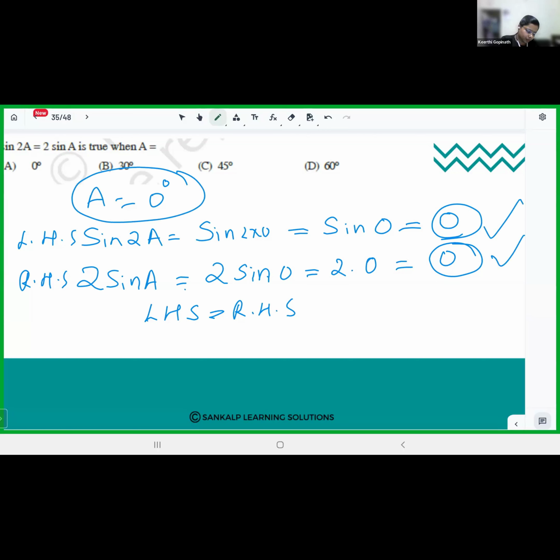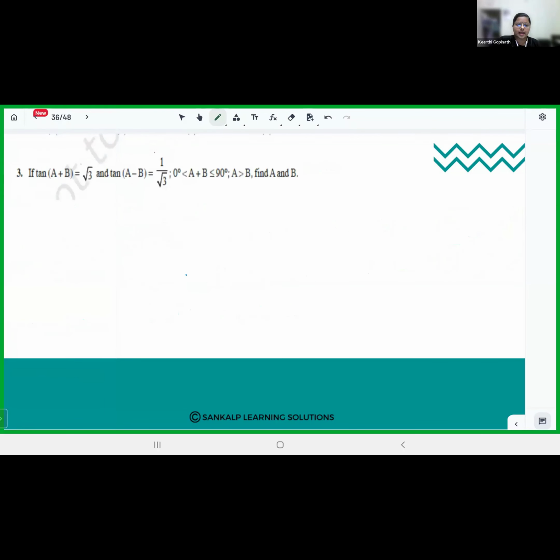So moving on to the next one. This is our question. If tan of A plus B is equal to root 3 and tan of A minus B is equal to 1 by root 3, and they have given the range of A plus B as between 0 and 90. If 0 comes in the denominator, it is not defined, so 0 is not included. So 0 less than A plus B less than or equal to 90 degree. We have to find the values of A and B.